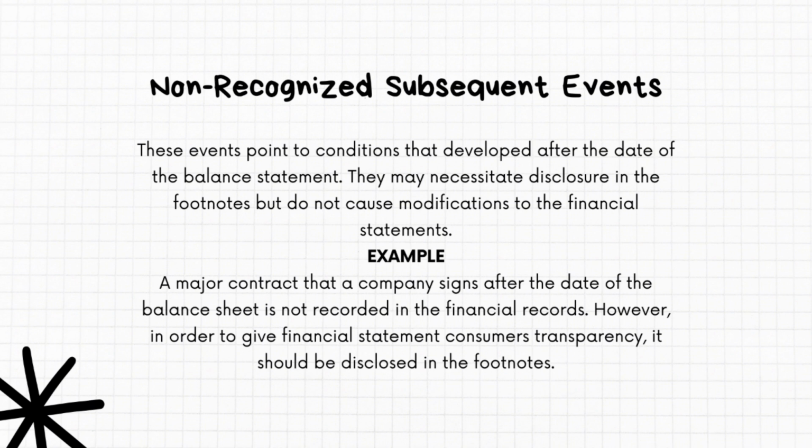Second, non-recognized subsequent events. These events point to conditions that develop after the date of the balance sheet. They may necessitate disclosure in the footnotes but do not cause modifications to the financial statements. For example, a major contract that a company signs after the date of the balance sheet is not recorded in the financial records. However, in order to give financial statement consumers transparency, it should be disclosed in the footnotes.